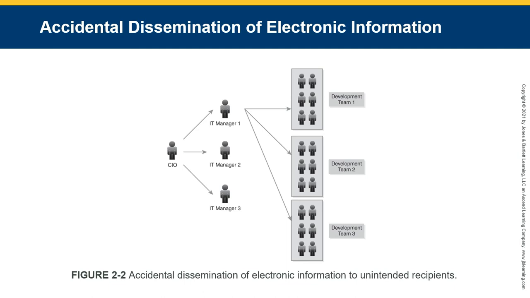Accidental dissemination of electronic information. Here we have the CIO who has 3 managers that he gives information to. IT manager 1 should only give information to development team 1. Teams 2 and 3 should get that information from their management, not from manager number 1. It should come from managers 2 and 3, their direct reports. So when disseminating information, this is not the correct way to do it.